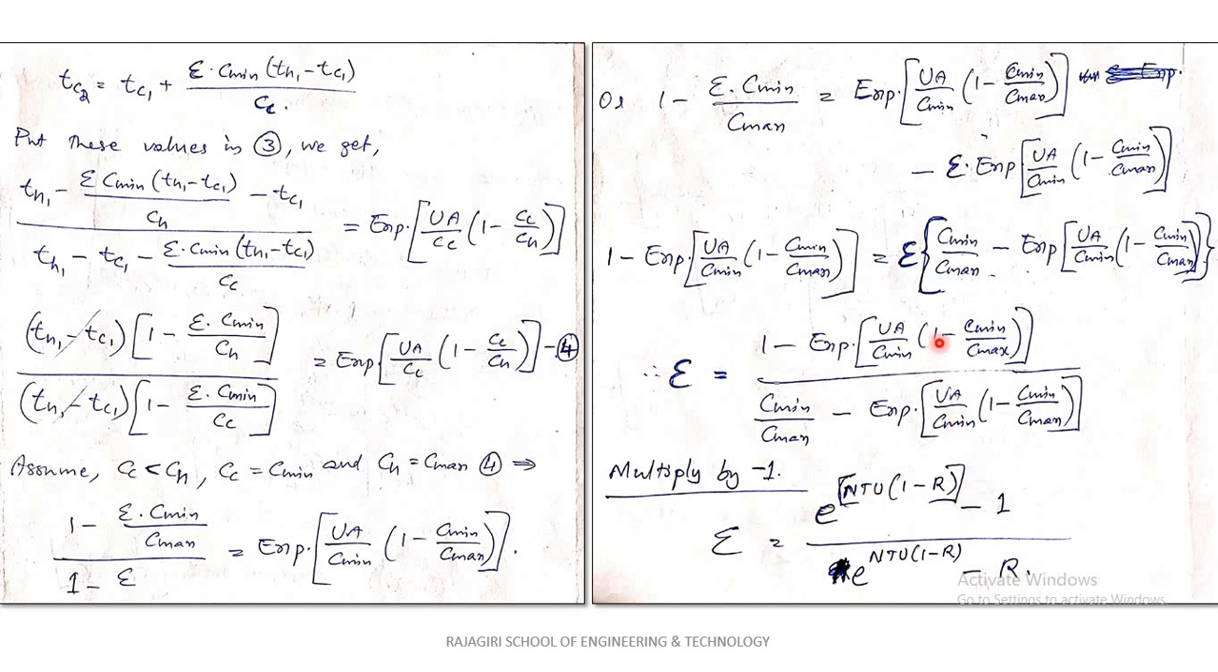Just rearrange it here. Let's take this term first and minus 1. The same way here also, this term first and this term second. So you will get the effectiveness equation is equal to e raised to NTU into 1 minus R, minus 1, divided by e raised to NTU into 1 minus R, minus R.